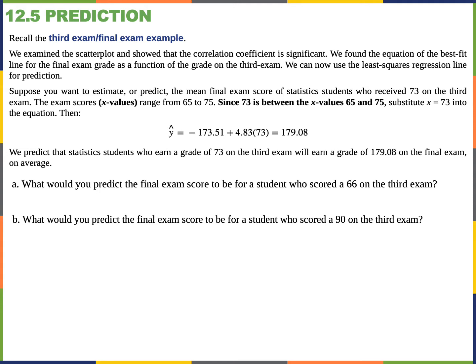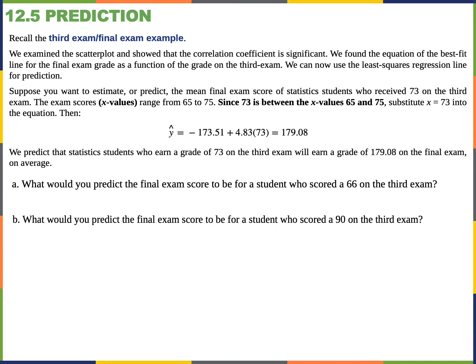So as long as it falls within the interval, or at least close to, then we can use it to predict. Okay, so the exam scores range from 65 to 75. And since it's between, we can use it in our equation here of our line. So we just plug in 73 and work that out, and you get y hat equals 179.08. So then you can say we predict that statistics students who earn a grade of 73 on the third exam will earn a grade of 179.08 on the final exam on average.